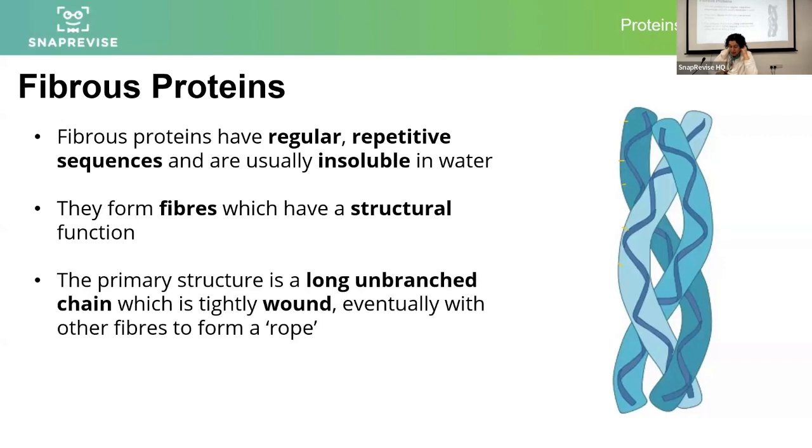Their primary structure is a long unbranched chain. So they will usually not really have a tertiary structure because they don't adopt a circular shape. And this particular diagram is collagen, which is pretty much the only example I would say that you need to know from structural proteins. And so we have our long unbranched chain.